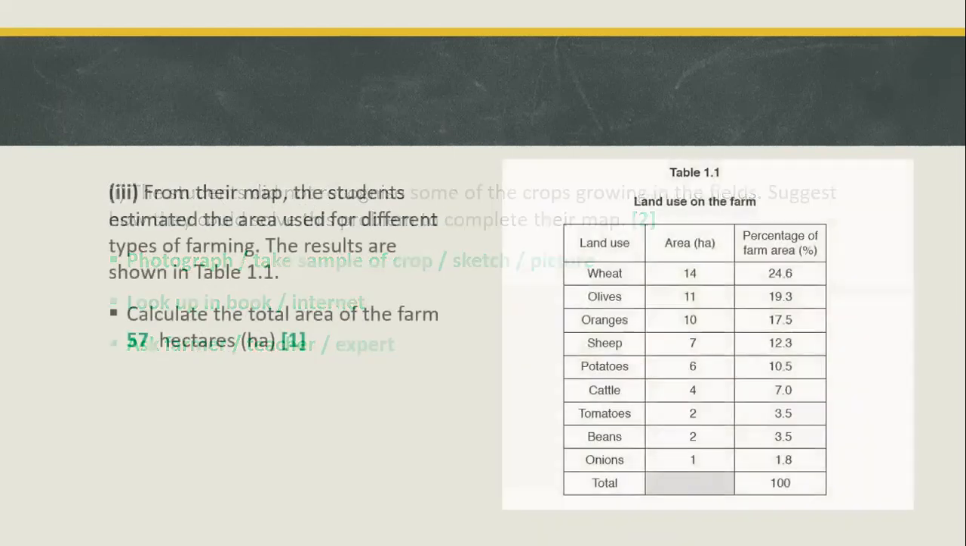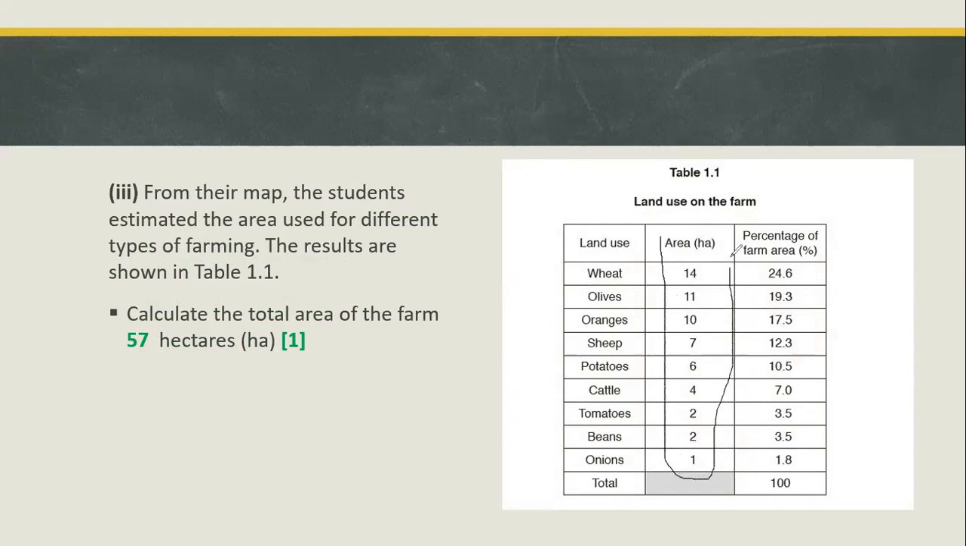Now let's look into the next question. From their map, the students estimated the area used for different types of farming. The results are shown in Table 1.1, as you can see in this table here. The question would be, calculate the total area of the farm. So we have the total area of the farm here. Students have to add all this up and you will get the answer, which is 57 hectares. Now let's look into our next question.